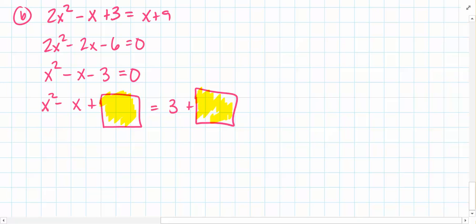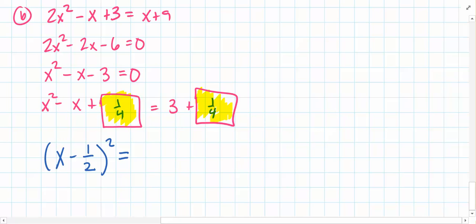1/4. I love that you guys are seeing this. Good. Half of 1 is 1/2. We square that and we get 1/4. Good. 1/4 goes here. 1/4 goes there. Awesome. What does that do for you? That gives you x minus 1/2 squared equals, let's see here, 13/4. I love it. Very good.